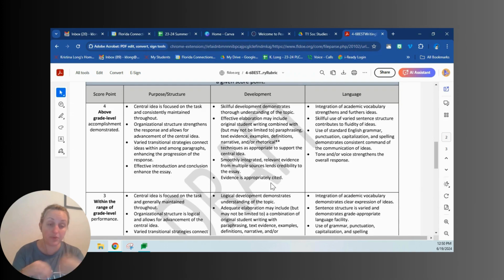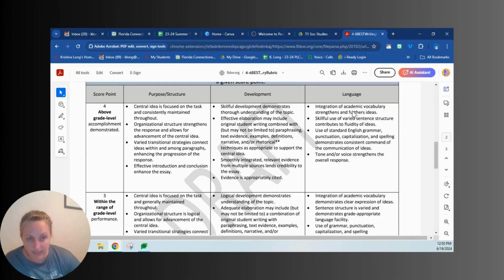Don't just drop a quote. Don't just drop information from the text. Tell me which text you found that information from. All right, so this last section, the language section, is the one that we've worked on in our lessons the least. However, we have gone over this in editing.